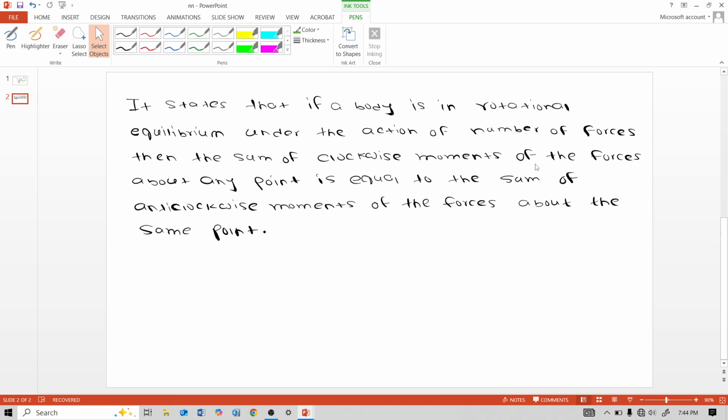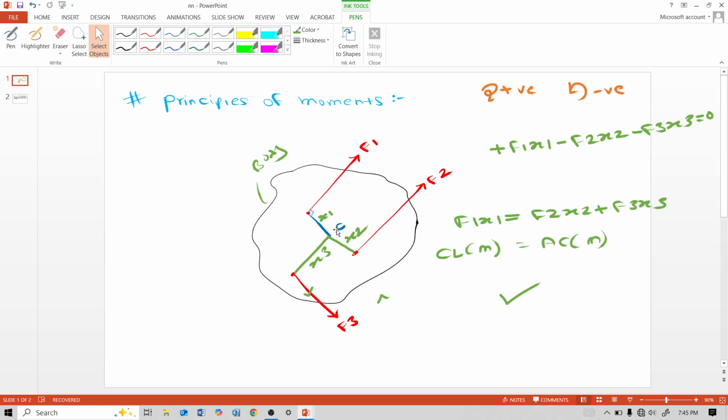Then the sum of clockwise movements of the forces about any point is equal to the sum of anti-clockwise movements of the forces about the same point. This same point is nothing but this C point. So this is the principle of moments.